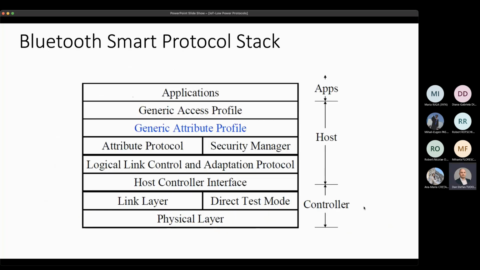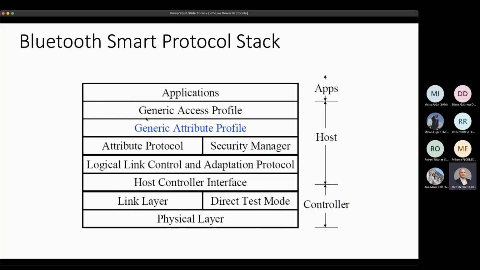Okay, moving on. Now, very interesting is the Bluetooth Smart protocol stack. These are the layers of the Bluetooth general protocol stack, from the physical layer, link layer, host controller interface, logical link control, different attribute protocols and security managers. And then you have the generic attribute profile, or GATT. The generic attribute profile is a very important data structure, which is used by Bluetooth to communicate different attributes between the host and the controller.